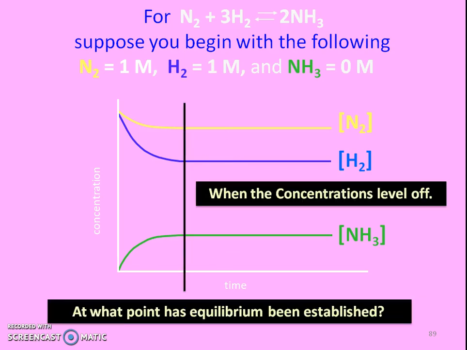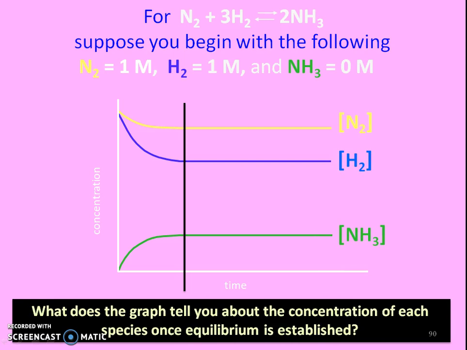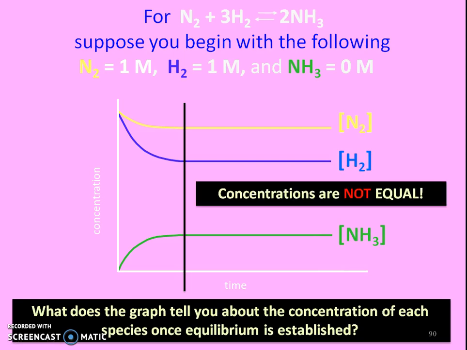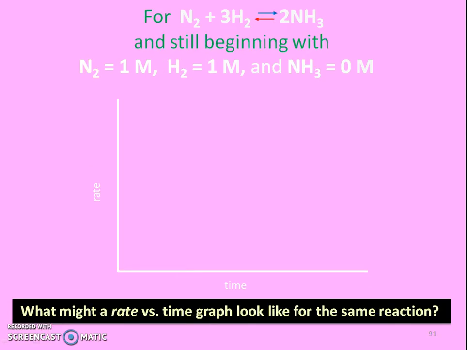And where is that equilibrium established? Where the concentration levels off for all three, right? Where they're leveling off. So that's going to be our equilibrium amount for nitrogen, our equilibrium amount for hydrogen, and our equilibrium amount for ammonia. So the graph tells you the concentration of each species. Again, those concentrations are not equal to each other. That's just their amounts when equilibrium is established.